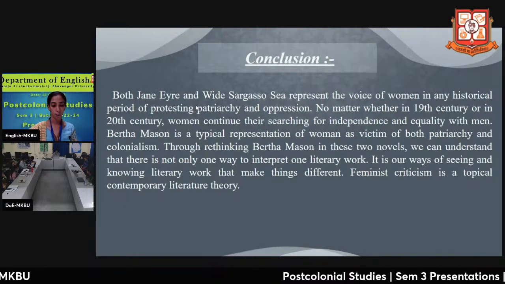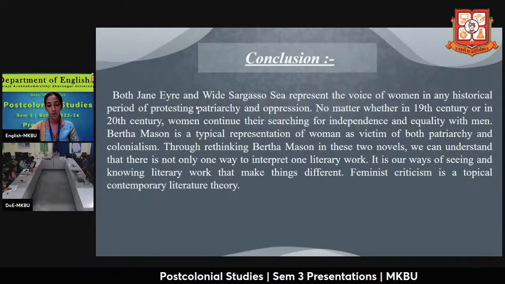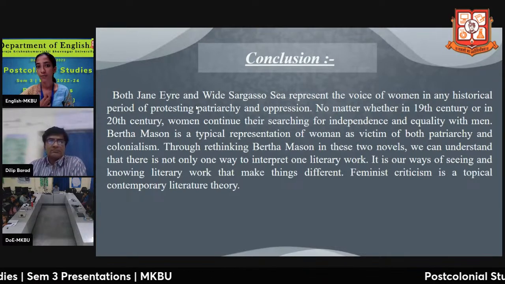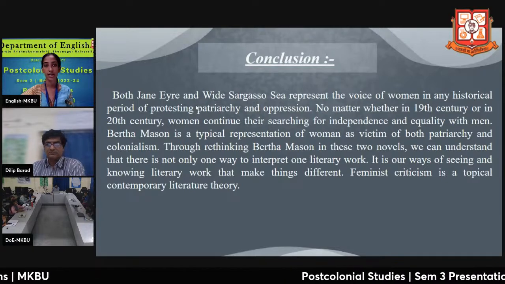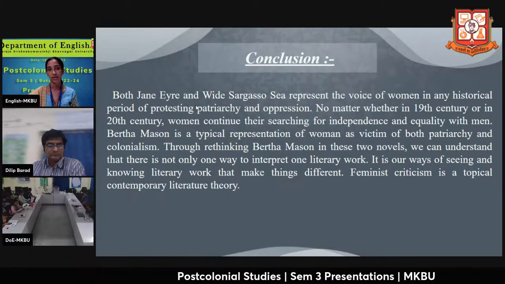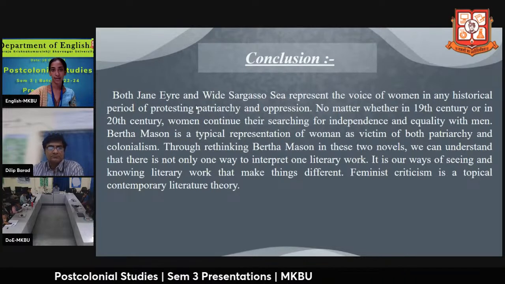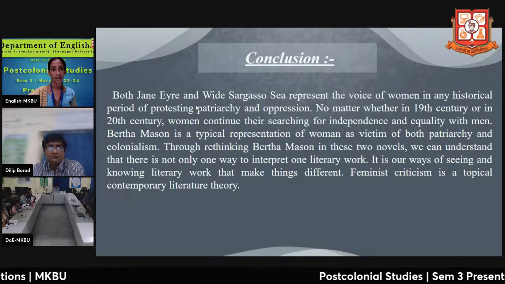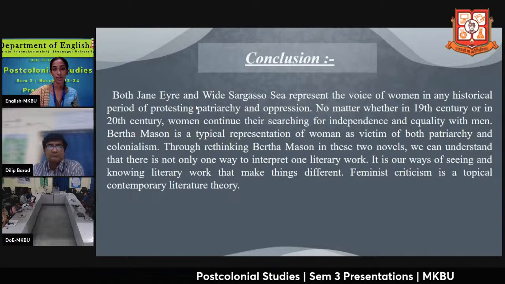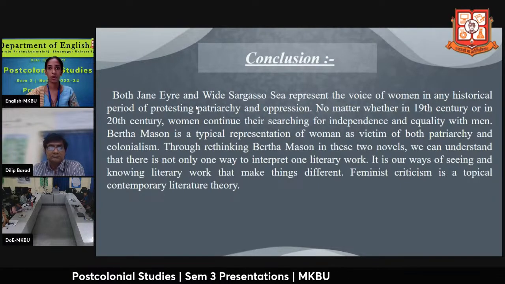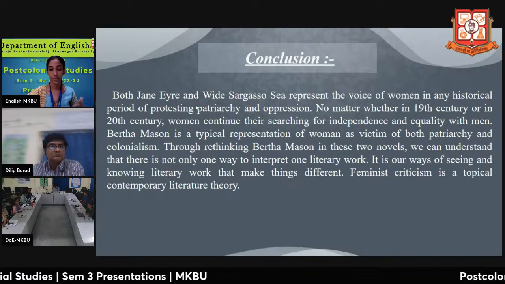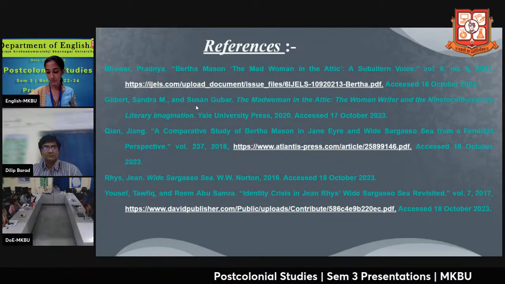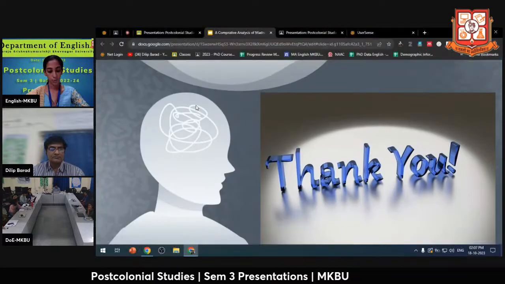Feminist criticism is a topical contemporary literary theory. So, in conclusion, we can say that the Wide Sargasso Sea novel is open for interpretations, and the novel ends where Bertha Mason holds a candle in her hand and steps out from her prison. But we don't know what actually happened in the last part of the novel, so we can say that the novel can be interpreted in many different ways, as can the madness of Bertha Mason. These are my references, and now I am open for questions.